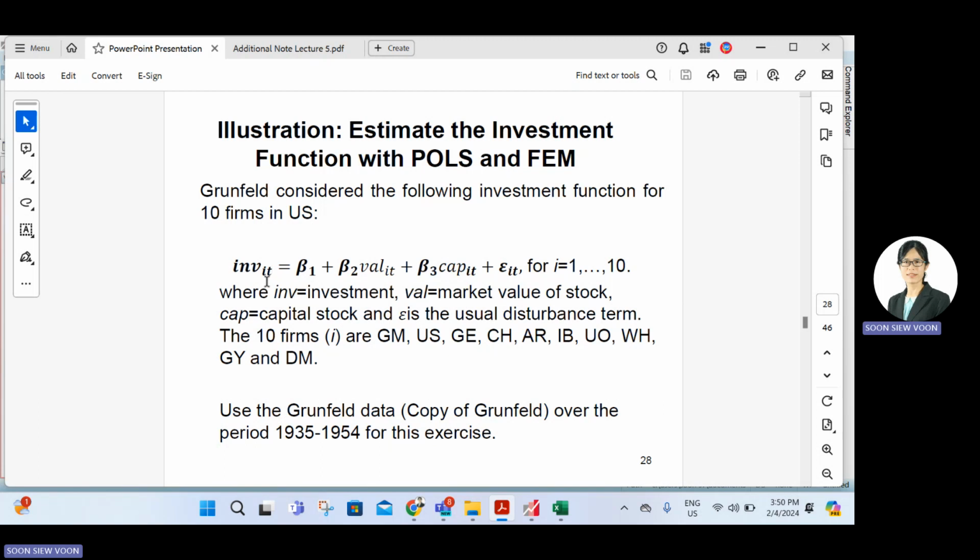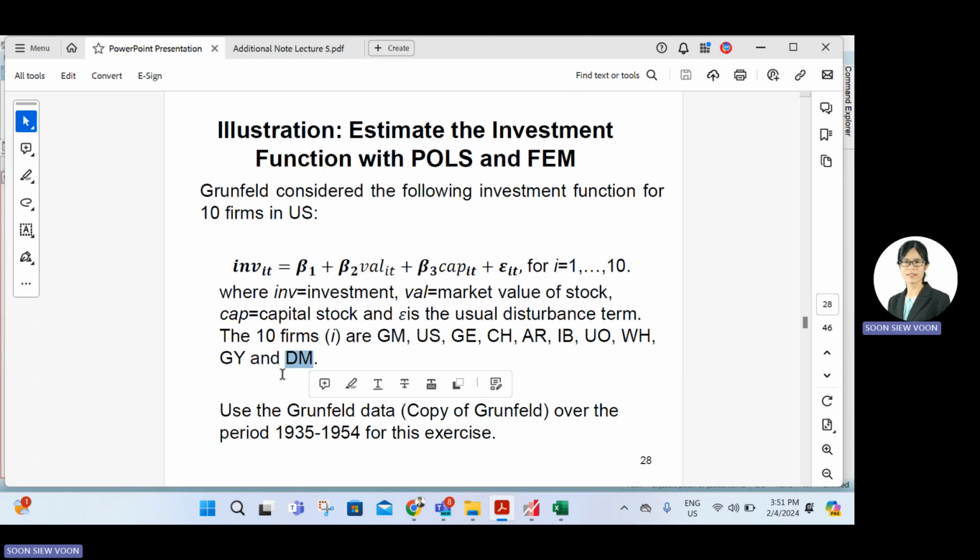How do I know this is a panel model? Because of the subscript it for each variable, and i equals 1 up to 10. So I have ten firms, because it refers to ten firms in the US: GM, US, GE, CH, AR up to DM. These are the ten firms in the US.